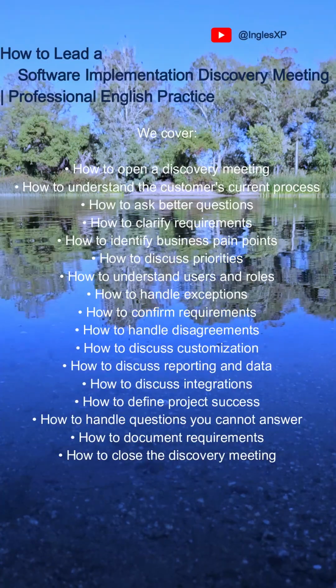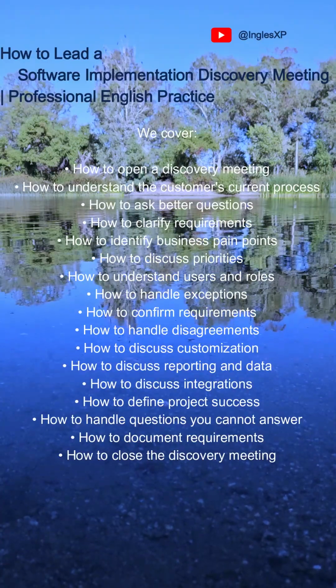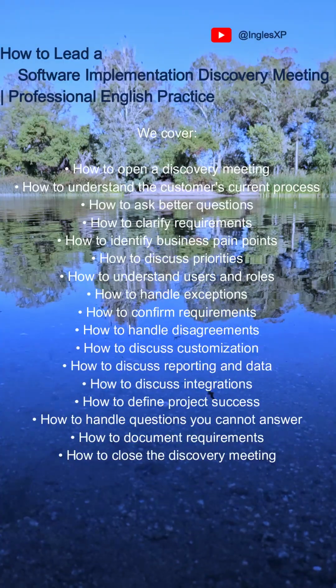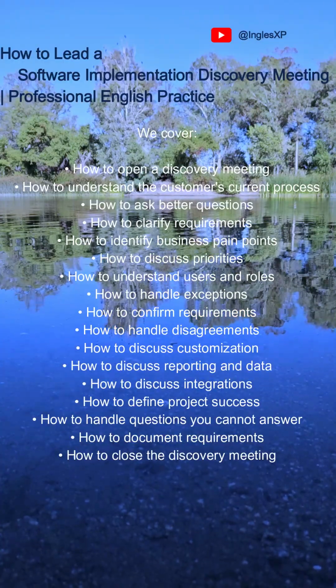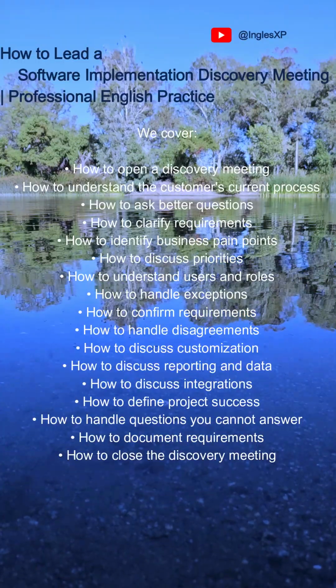You can ask, what information would you like to see in the report? Who will use the report? How often do you need the report? What decisions will you make using this information? What is missing from your current report? These questions turn a general request into something more specific.